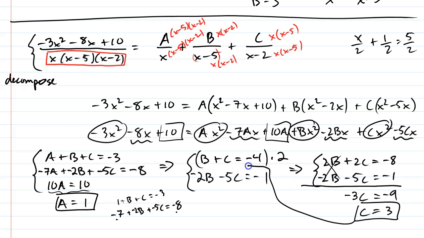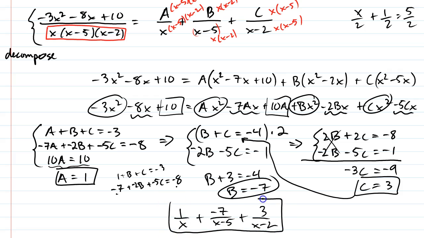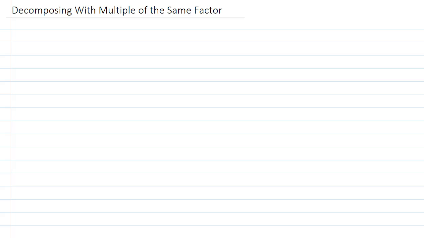And I can actually plug this in wherever I want in these systems. So I'm actually going to do b plus 3 equals negative 4. So actually b should be negative 7. Whew! It's a lot of work, but we have our answer. We have 1 goes over x, negative 7 goes over x minus 5, and 3 goes over x minus 2. All right, so that was a quick rundown on that problem. There is an issue, though, that comes up in which you have multiple of the same factor, and you have to change what you're doing.